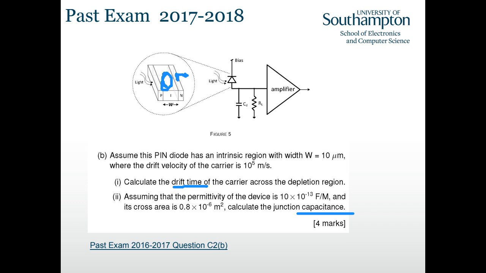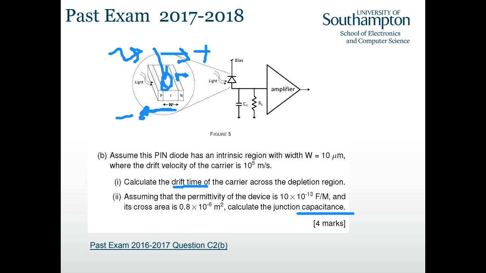So when we expose this region to optical light, we can absorb a quantum of energy and create a new electron and hole pair. And then the electron will move to the positive contact, and the hole will move to the negative contact.